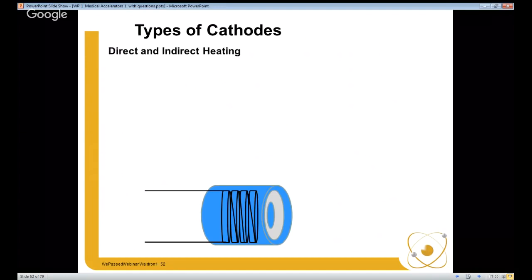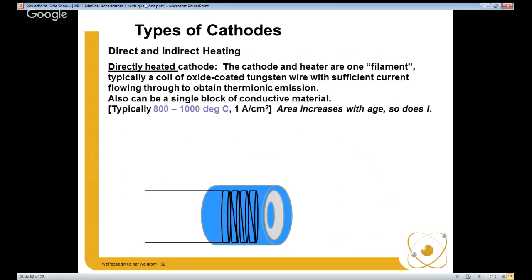There are both direct and indirect heating cathodes. Now, a directly heated cathode for us is almost always going to be an oxide cathode. So it's going to be a tungsten wire, and it's going to have enough current flowing through it to undergo thermionic emission. Thermionic emission is the result of electrons being released from the lattice of a conductor due to their energy level simply being raised high enough to escape the lattice. And we can obtain that by heating, and the most efficient way of doing that is by running current through it.